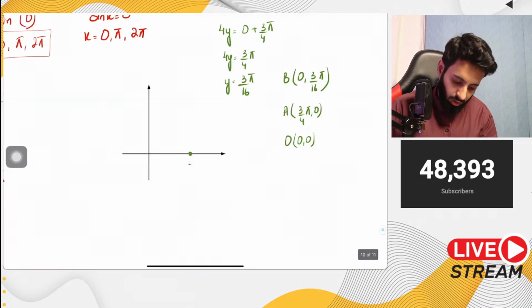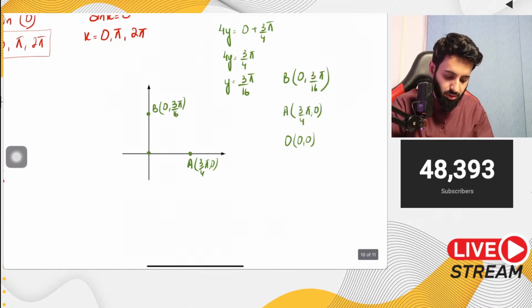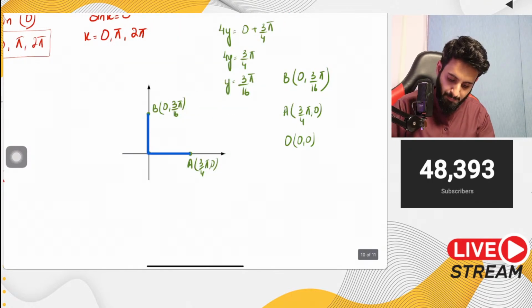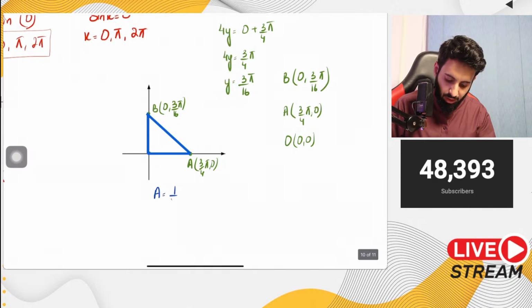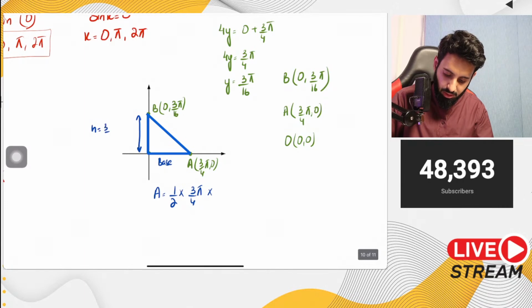Okay. So here is a, 3 upon 4 pi comma 0. Here is b, which has coordinates 0 comma 3 upon 16 pi. And here is the origin. Let's make a triangle first before we find out the area. So here's the triangle. Now what's the area equal to? Area, as we know, is equal to half into base into height. The base is going to be 3 upon 4 pi, and the height is going to be 3 upon 16 pi.